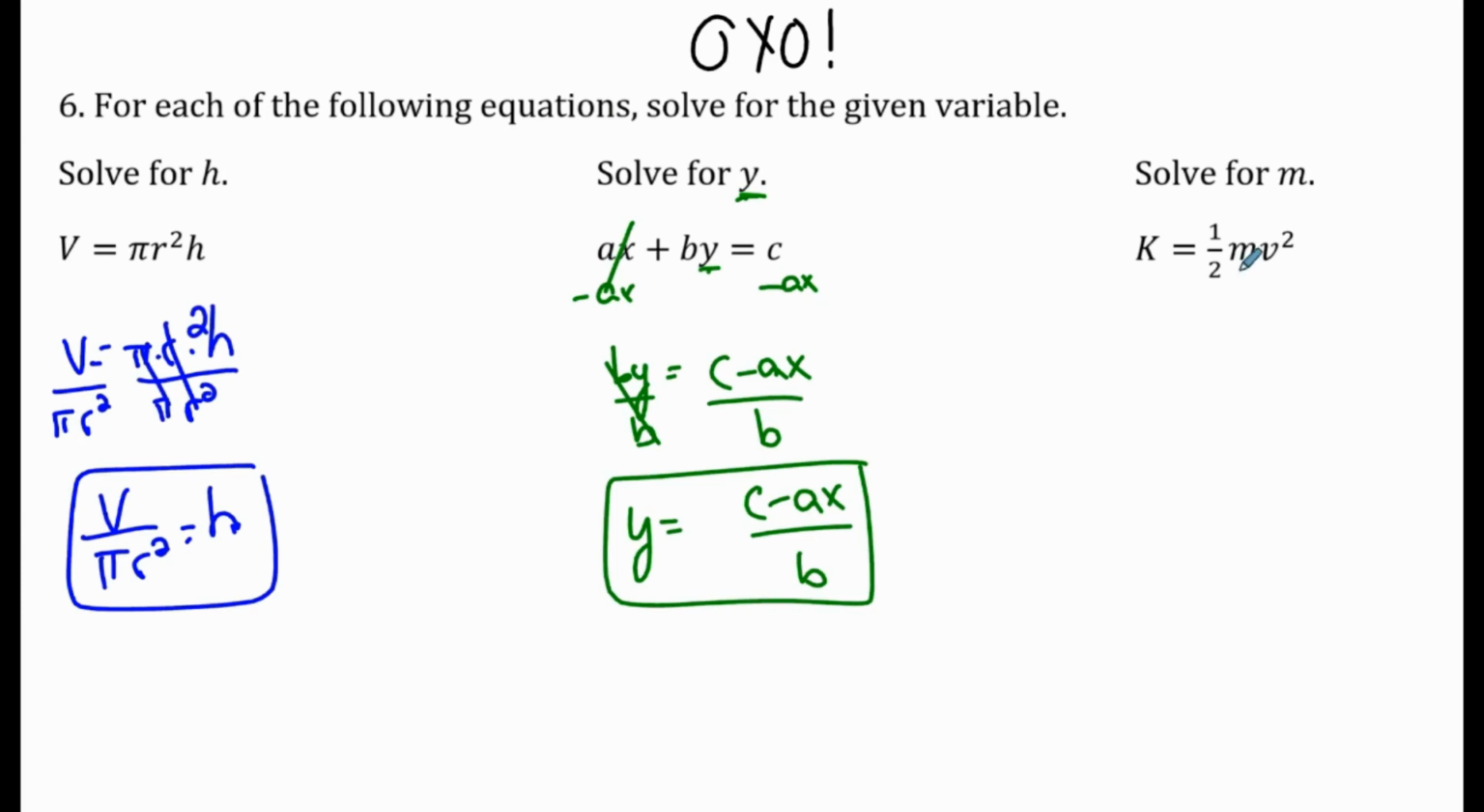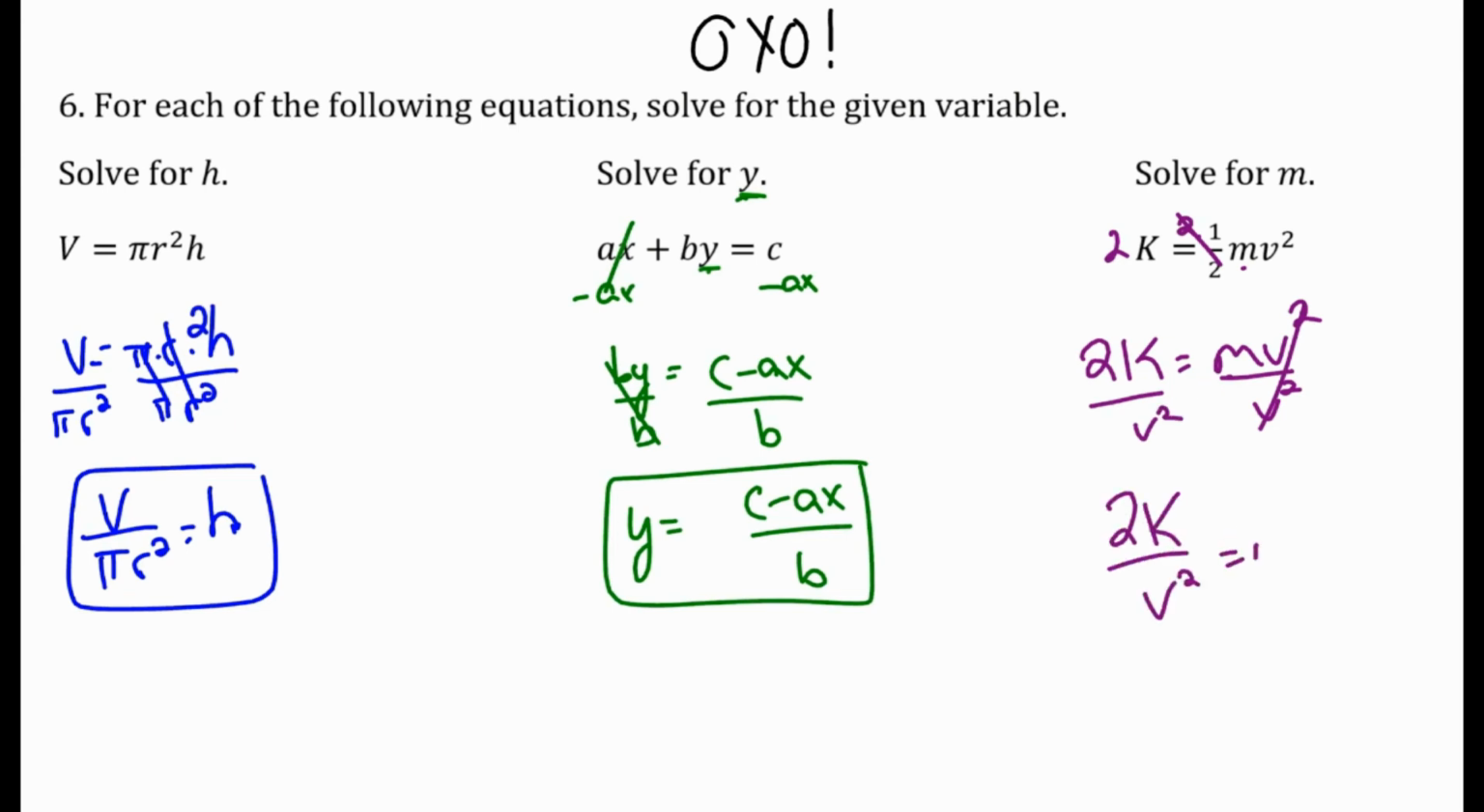And finally, solve for m. Get m by itself here. Well, I don't see any adding or subtracting, so that's not an option. But I want to get rid of that 1/2, so let's do times 2. Let's double each side, and then I'll get rid of the 1/2. 2k equals m times v squared. Well, I want m. How do I undo multiplying? I'm going to divide by that v squared. So 2k over v squared equals m. And that's my solution.